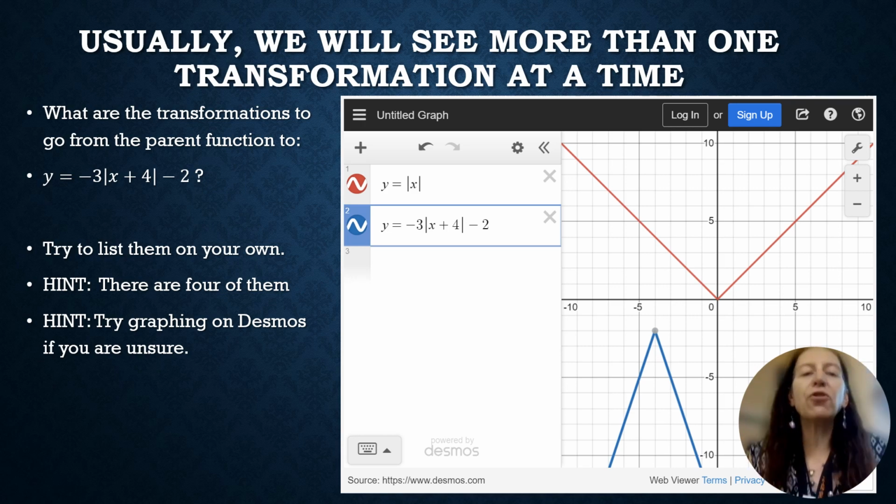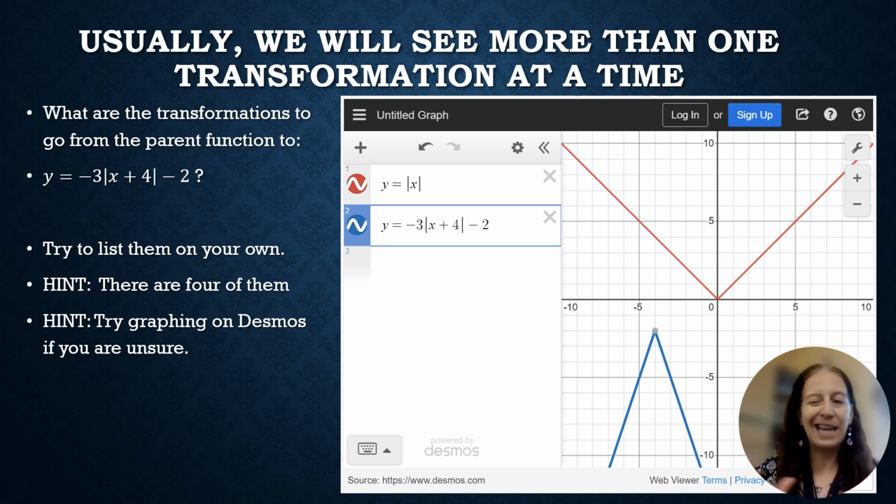Okay, so usually we will see more than one transformation at a time. So what are the transformations to go from the parent function to y equals -3 times the absolute value of x plus 4 minus 2? That's a mouthful. I meant to put some animations in here. So what I want you to do, if you're doing this from home, pause the video. I want you to try to list them on your own. Hint, there are 4 of them. There are actually 4 different transformations going on.